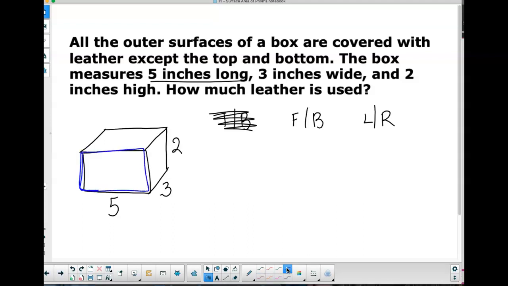I'll do my measurements right this time. Or I'll ask you guys. What are the measurements on the front and the back? Tyler. 5 times 2. 5 times 2 is 10. That's just the front. We also need the back, so times that by 2. We got 20.